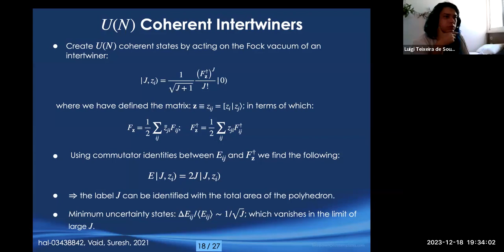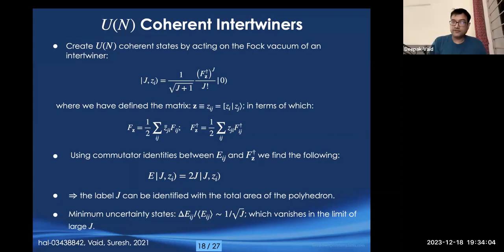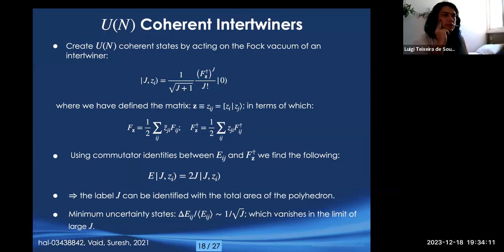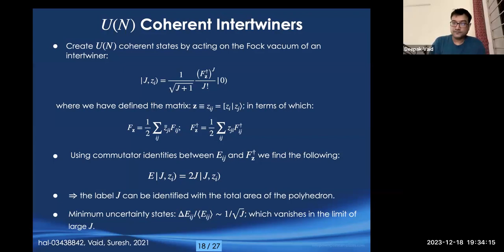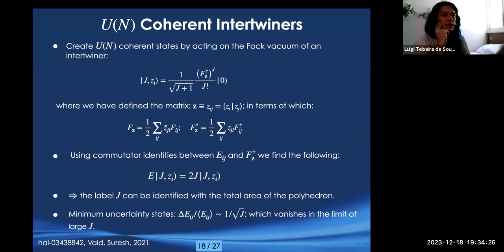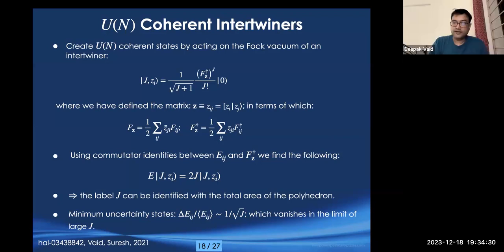So you have these operators Eij, right? What does it measure? It measures the fluctuation of the area between pairs of faces. Yes. And so the fluctuation of this operator goes as 1 over root of J, where J is the total area. When the area is large, the uncertainty is minimum. Yeah, makes sense. Classical limit. It goes lower and lower.